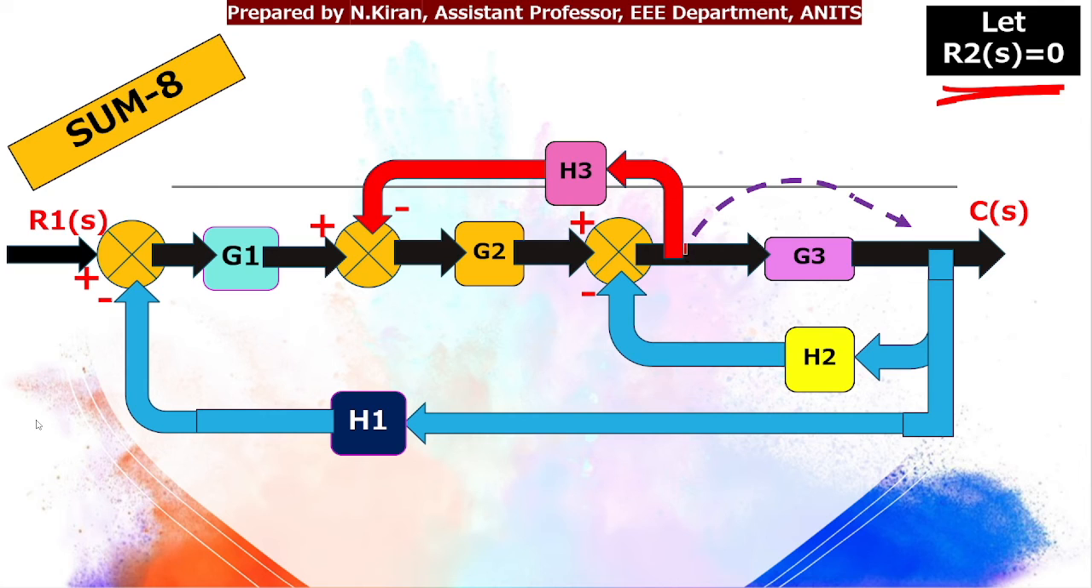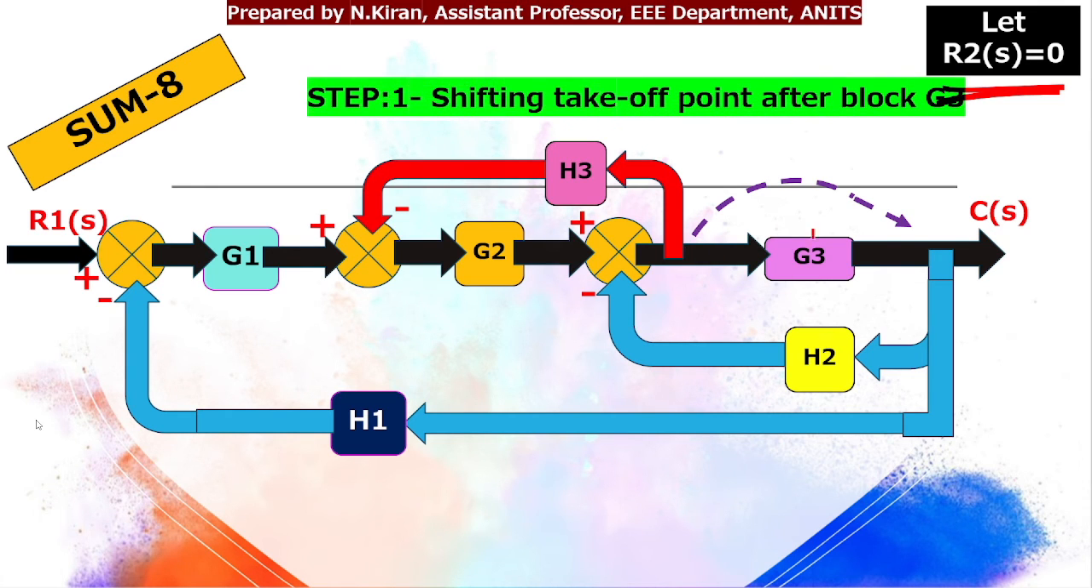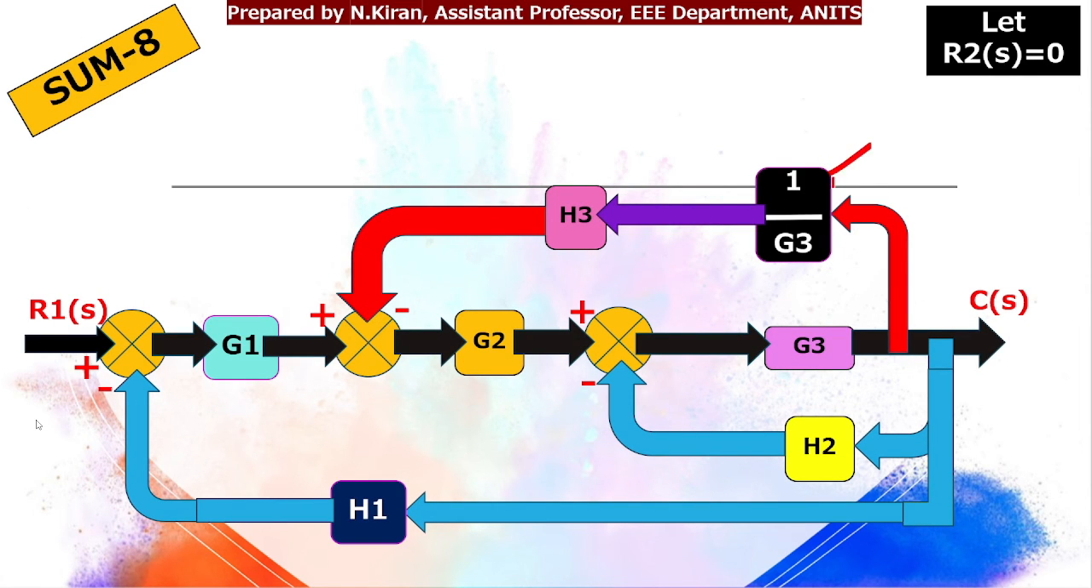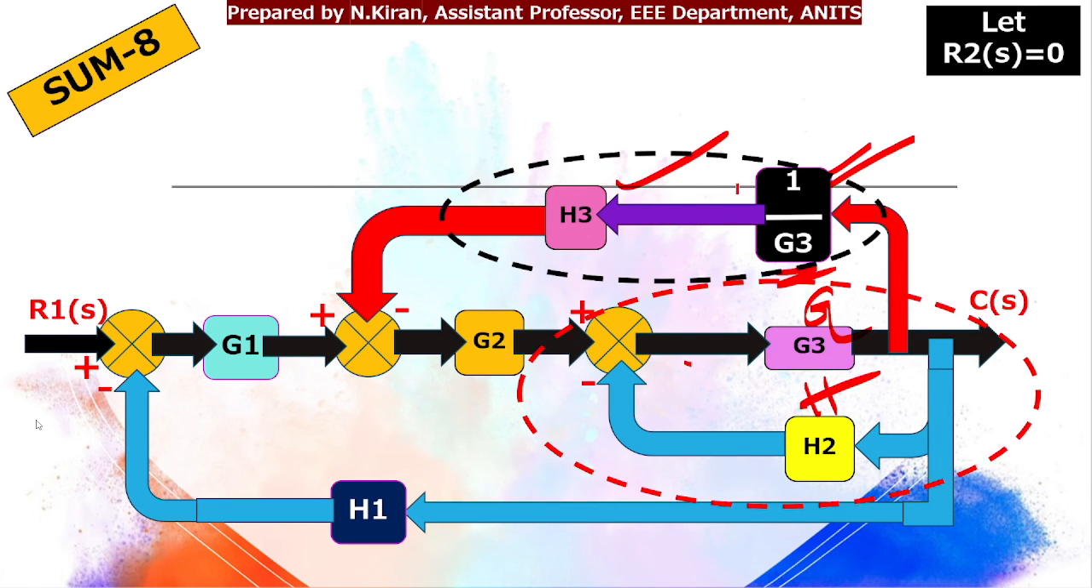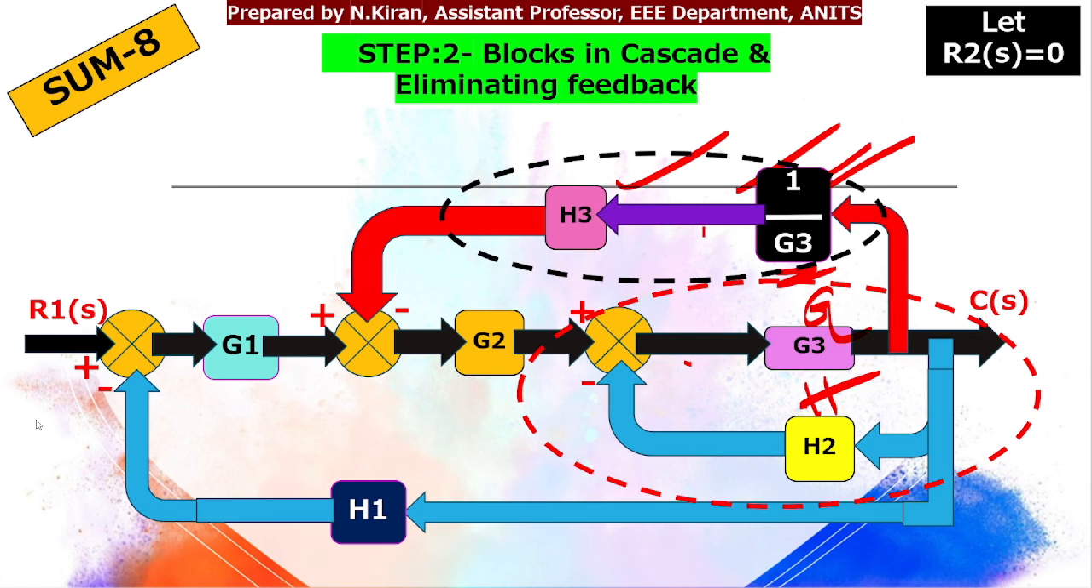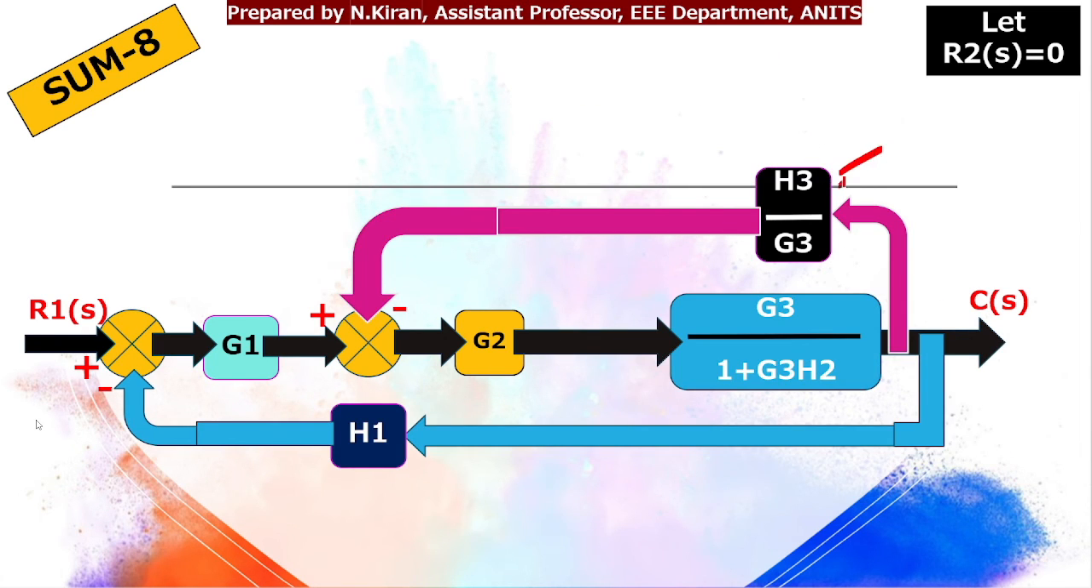Next, I will shift my takeoff point after the block G3. So according to rule, after I shift, I need to multiply by 1 by G. So in place of G, I have G3. So I will multiply the takeoff point by 1 by G3. So eliminating feedback loop, in place of G, I have G3. In place of H, I have H2. And also these two blocks are in cascade. That will give me H3 by G3. So here I have H3 by G3. Here I have G3 by 1 plus G3 into H2.